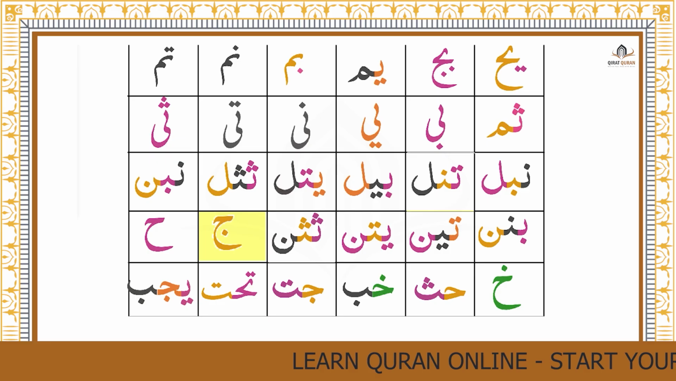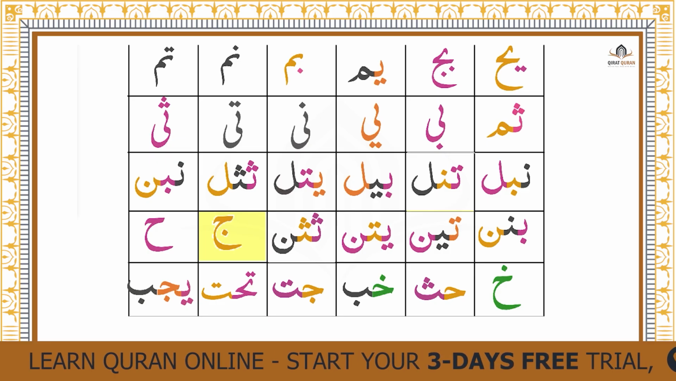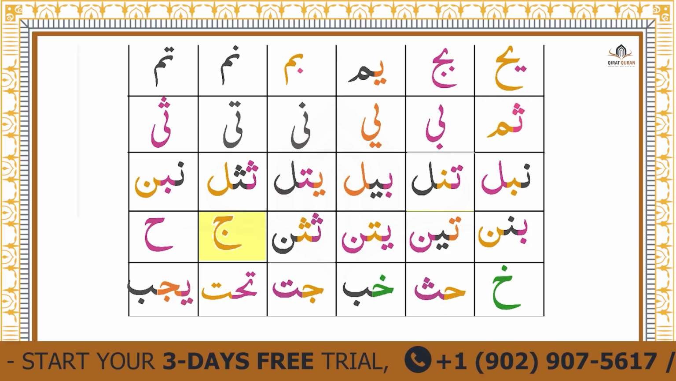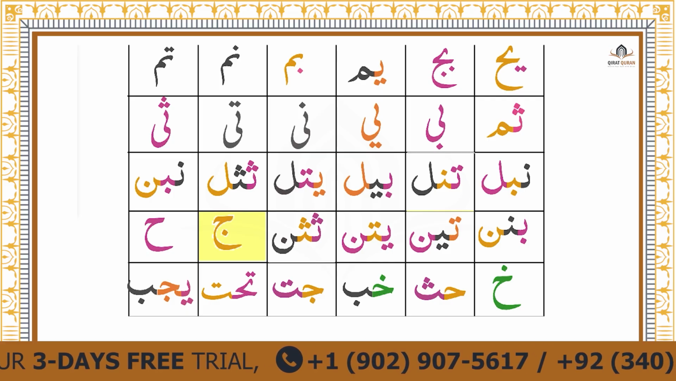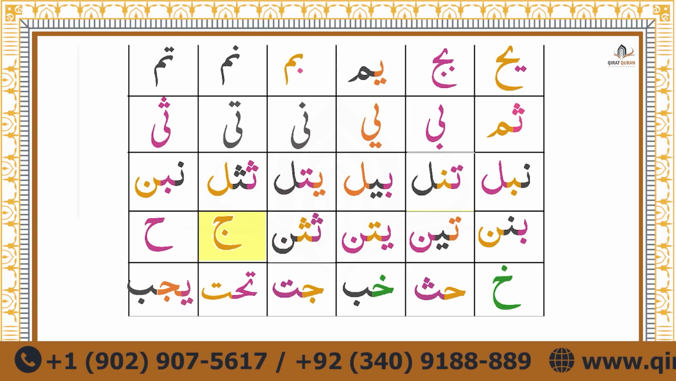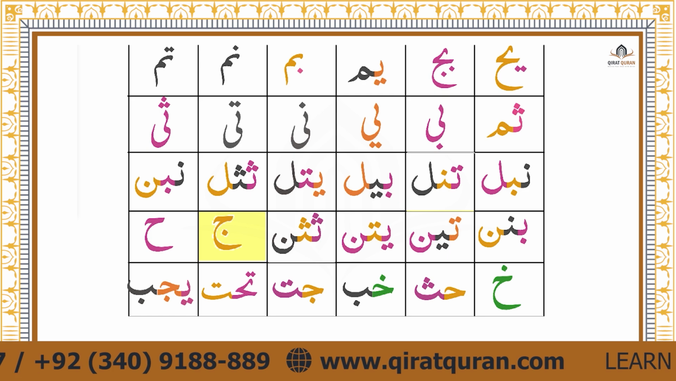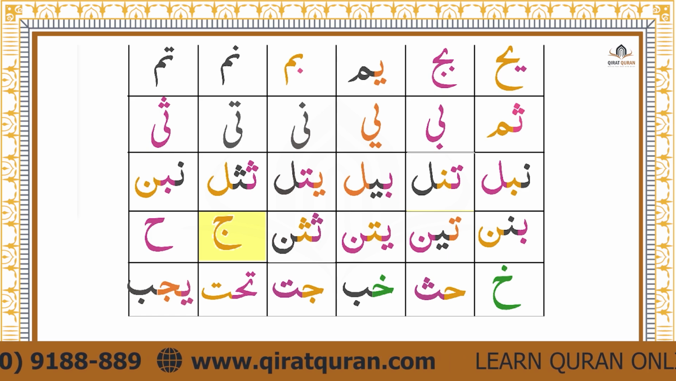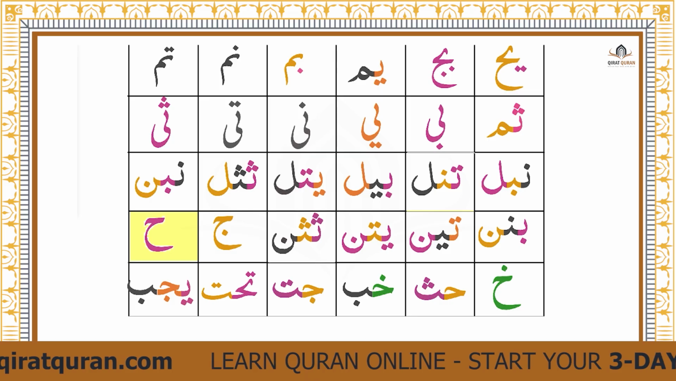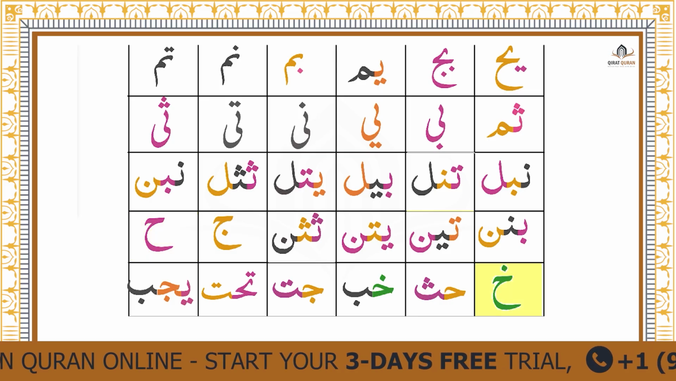When Jim comes alone, the dot of Jim comes in the middle of Jim. But when Jim connects with any other letter, the dot of Jim goes down. So this one is Jim. It's alone, so it's easy to recognize. Then Ha, then Kha.